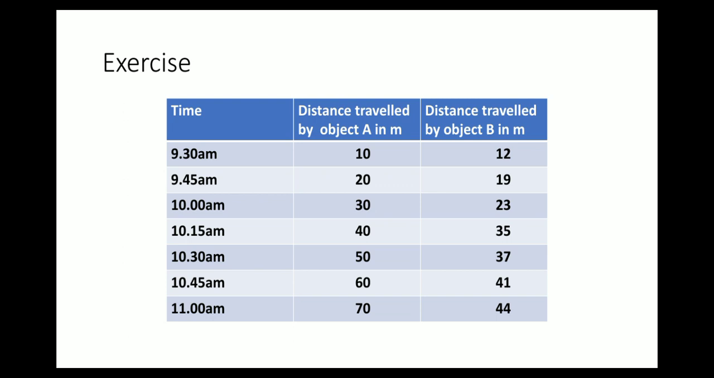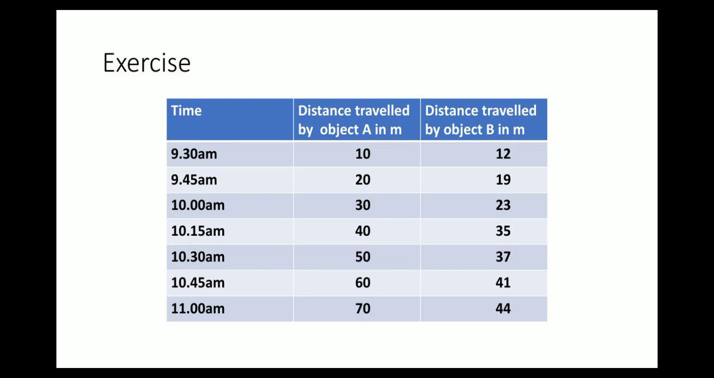And for the distance travelled by object A, 10 and 20, the difference is 10. 20 and 30, the difference is 10. 30 to 40, the difference is 10. So, object A travels 10 meter in the first 15 minutes, 10 meter more in the next 15 minutes, and 10 meter in the next 15 minutes. So, object A travels equal distance in equal time. So, object A is uniform motion.